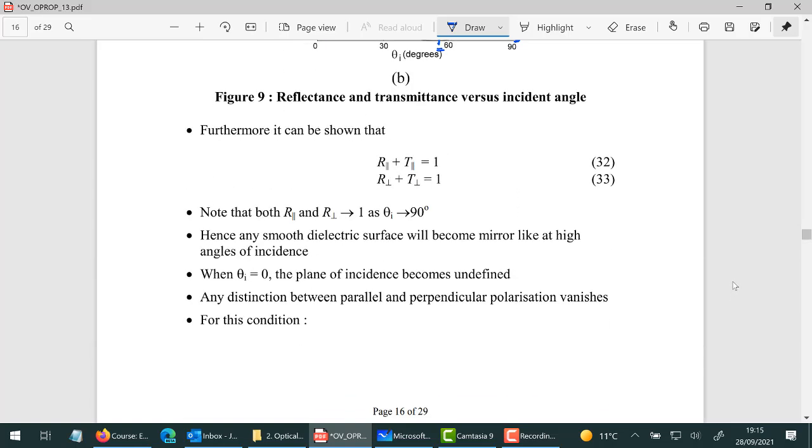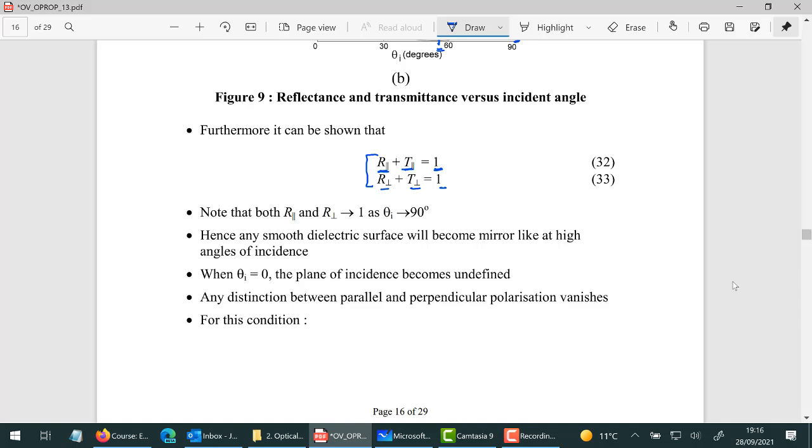We can also show that for the light which is broken down into a parallel and perpendicular component, if we add together the parallel reflected and transmitted components, again equal to 1, and the same for the perpendicular. So again, irrespective of what polarization the light has, the energy is always conserved across that interface.